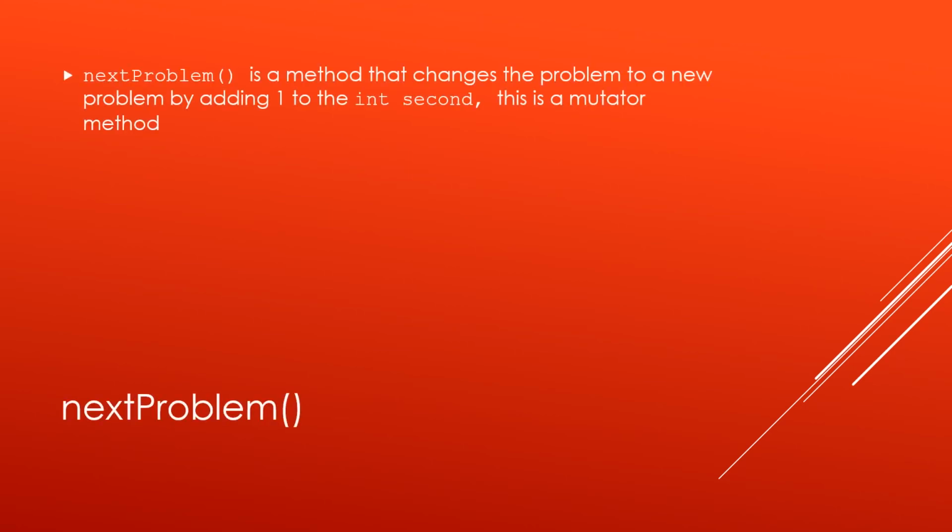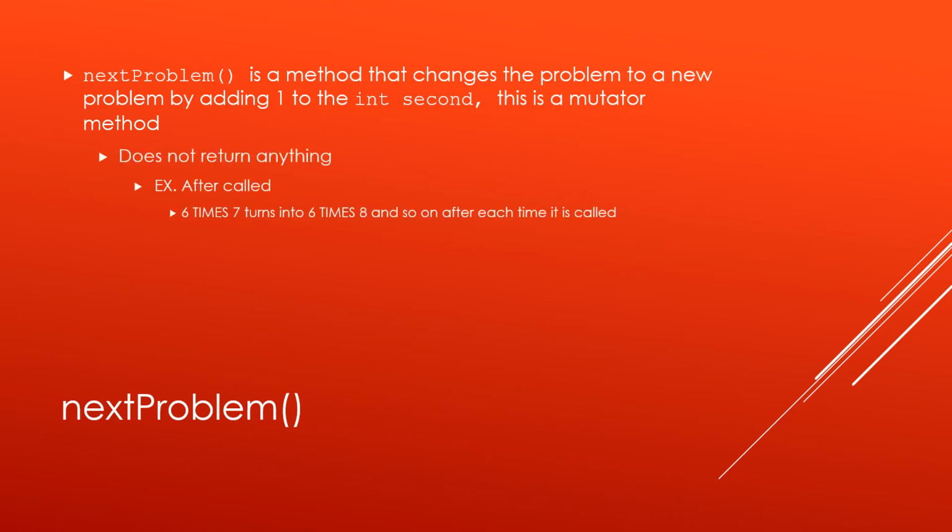And for nextProblem, it is a void method, which means it will not be returning anything. It is a mutator method, and it changes the problem to a new problem by incrementing the integer second by 1. So an example of this is you have 6 TIMES 7 after using the getProblem method, and then when you call nextProblem, 6 TIMES 7 turns into 6 TIMES 8, and so on to 6 TIMES 9 and 10, and it does that each time the method is called. So for this, you would write a void method called nextProblem, and you would increment second up by 1 by just saying second plus plus.